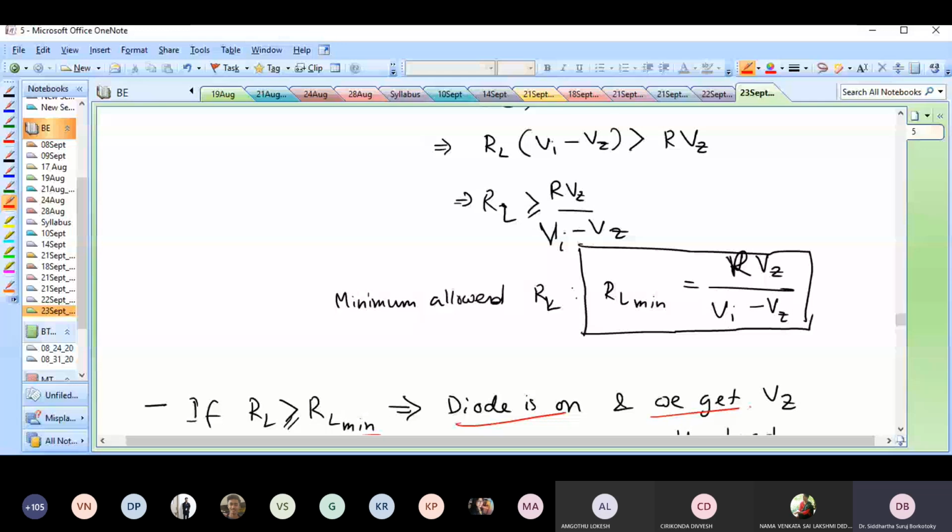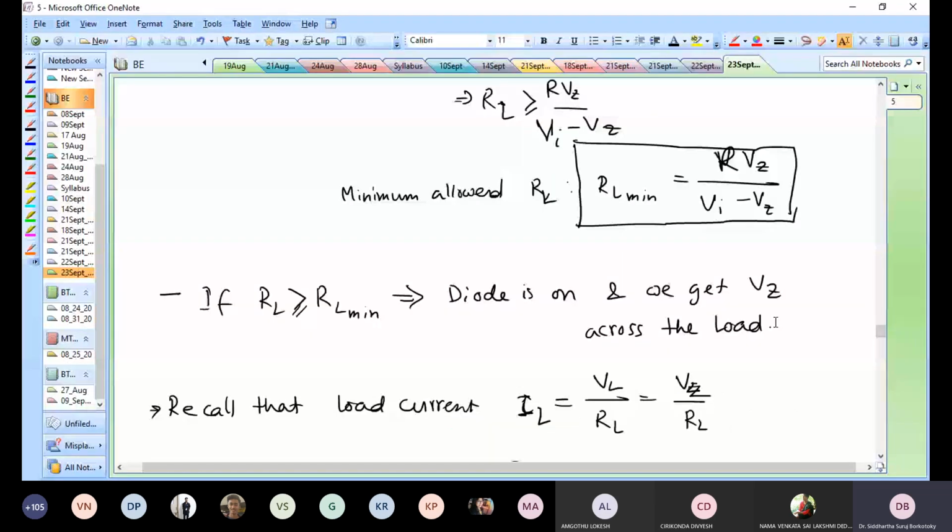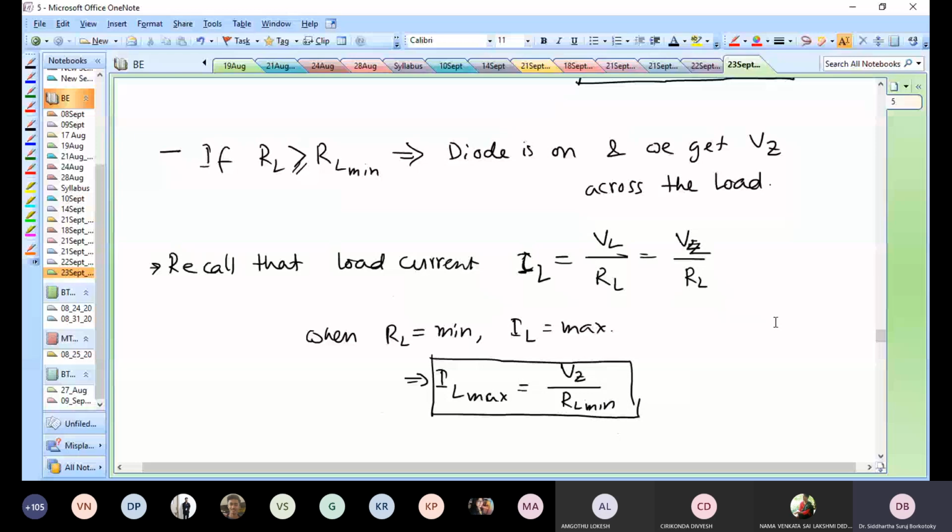But now let's see if there's a maximum load resistance we should use. Can I just simply go ahead and keep increasing the resistance?